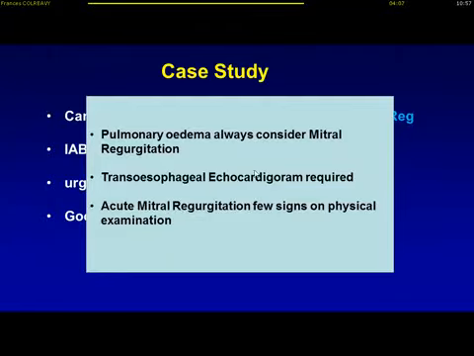It will always require a transesophageal echo. It will never be sufficiently elucidated with surface echo, and there are very few signs with mitral regurgitation, which is what the clinical trap is. So it always needs to be thought of, particularly in cardiogenic pulmonary edema that is not resolving.